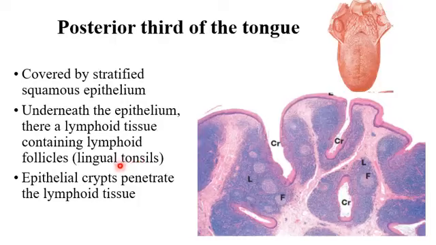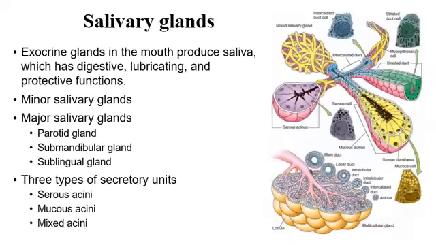This ring guards the entrance to the GI tract and the respiratory system. Like palatine tonsils, epithelial crypts penetrate into the lingual tonsils.